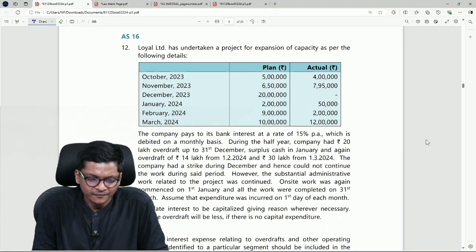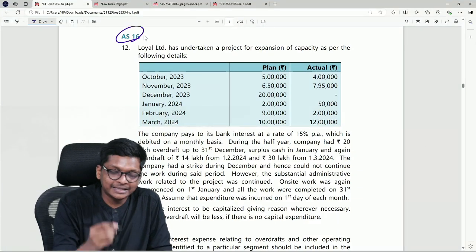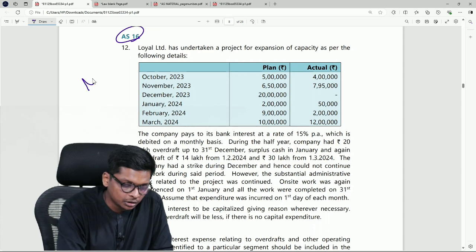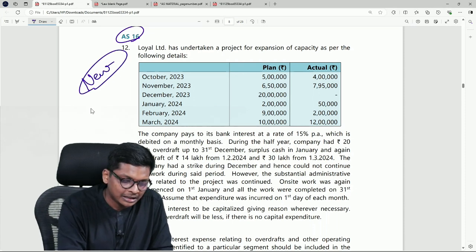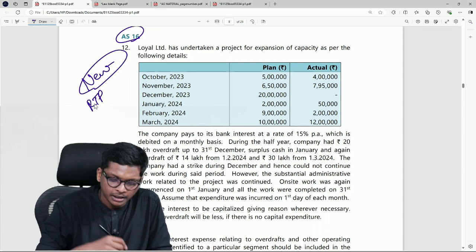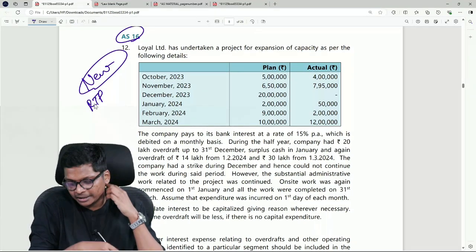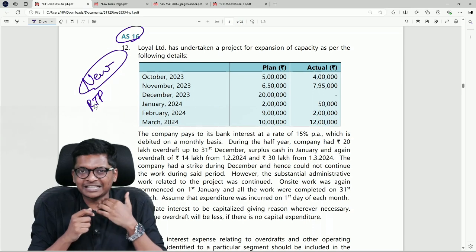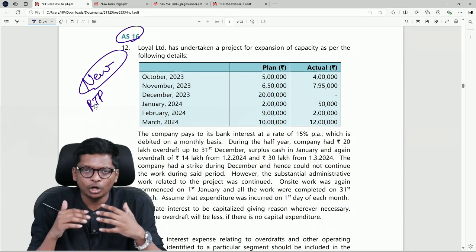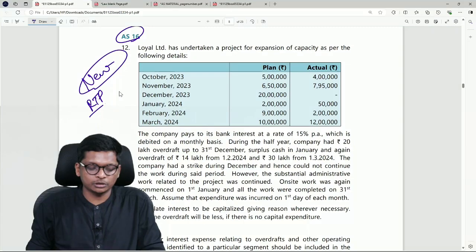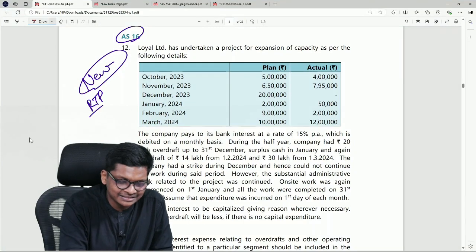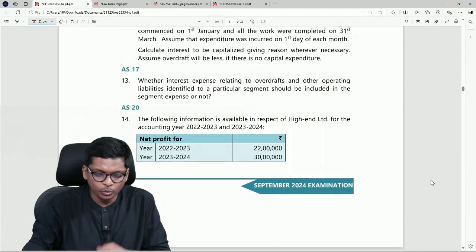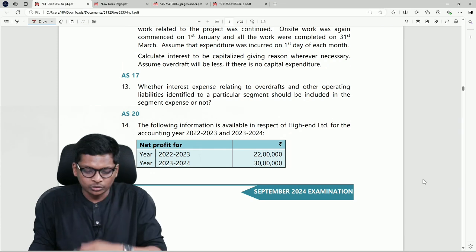Okay. We will come back to AS 16 in a bit, guys. This is a new question added in the RTP. If you ask me, in this entire RTP, which is the most challenging question, or not challenging, which is the most lengthy question, I will pick this question only. So we will do this in some time. Let me just do a few other questions and then come back to this.